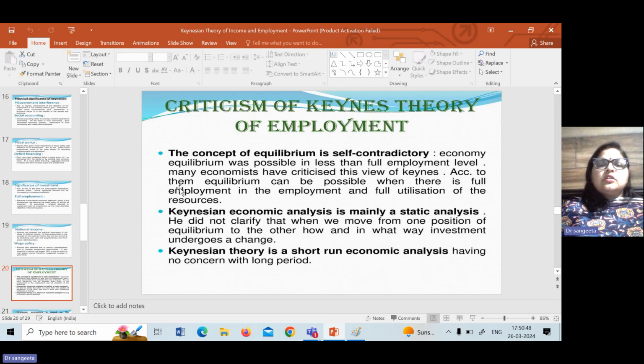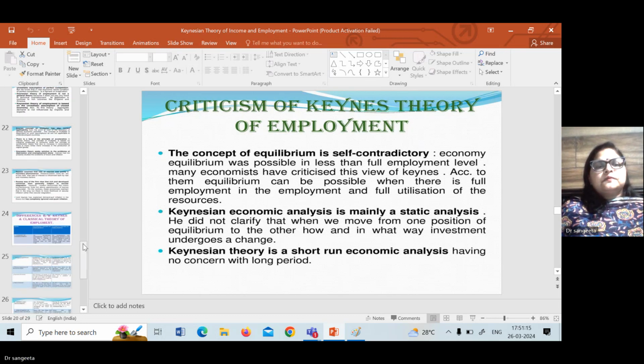Next is that Keynes's economic analysis is mainly a static analysis. Keynes said that the equilibrium point is where the aggregate demand is equal to aggregate supply, but he doesn't state how and in what way investment undergoes a change. Next is that Keynesian theory is a short-run economic analysis, having no concern with the long-term period. He considered only the short-term period and not the long-term period.